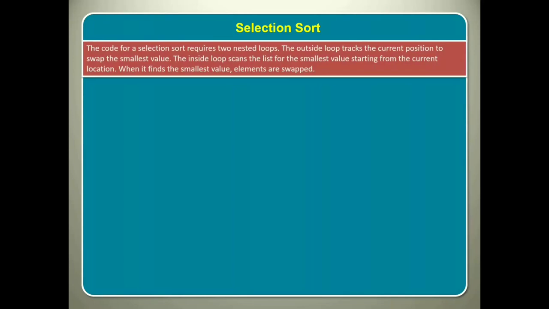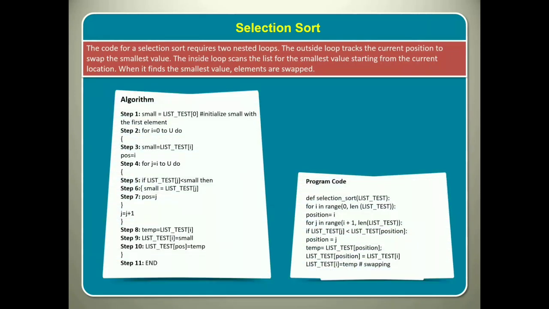The code for a selection sort requires 2 nested loops. The outside loop tracks the current position to swap the smallest value. The inside loop scans the list for the smallest value starting from the current location. When it finds the smallest value, elements are swapped. Here is the algorithm and program code for selection sort.